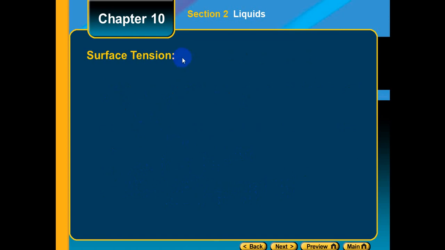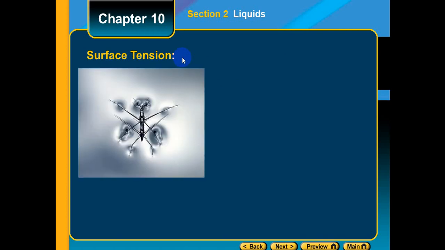Another property of liquids is surface tension. As you can see here, this is an insect. The insect can move on the surface of water without being seen. Without sinking, it can move on the surface of water. What causes this phenomenon? This is caused by surface tension.